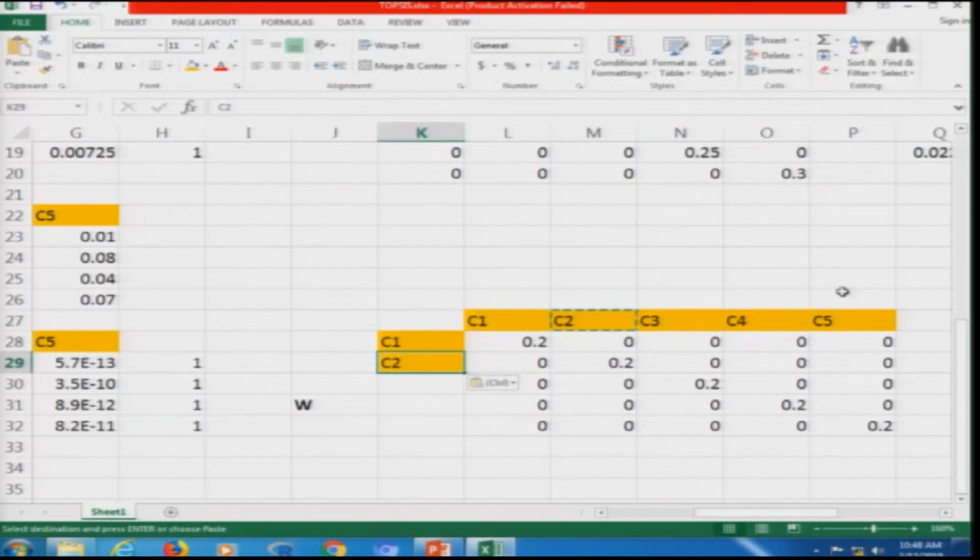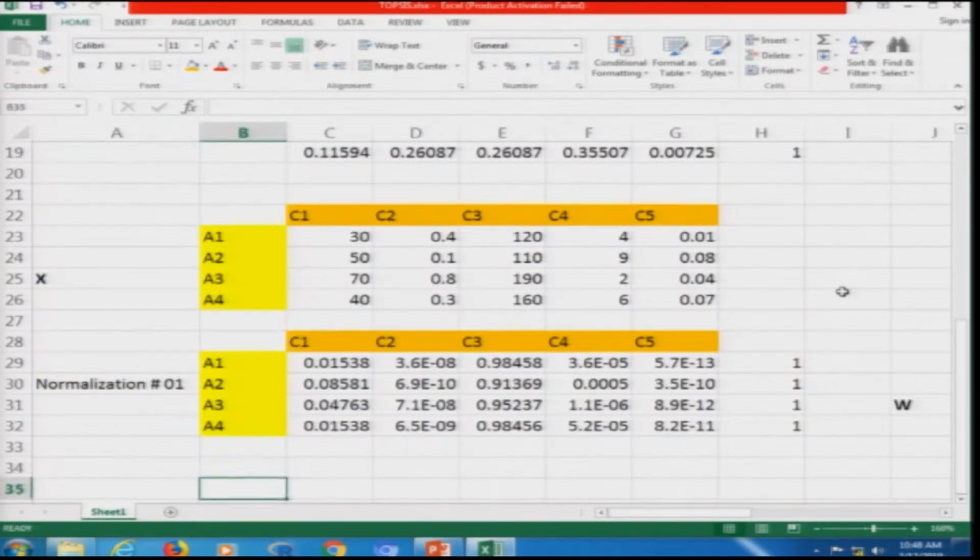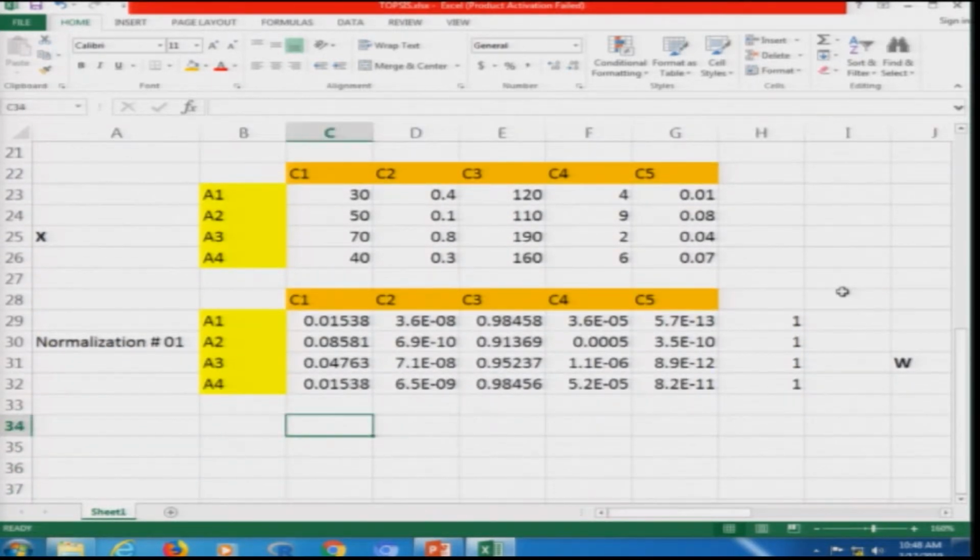So, this becomes 2, this becomes 3, this becomes 4, this becomes 5. So, here you have the weights. Now, once the weights are done, what does it give? I have to find out the multiplicative value.